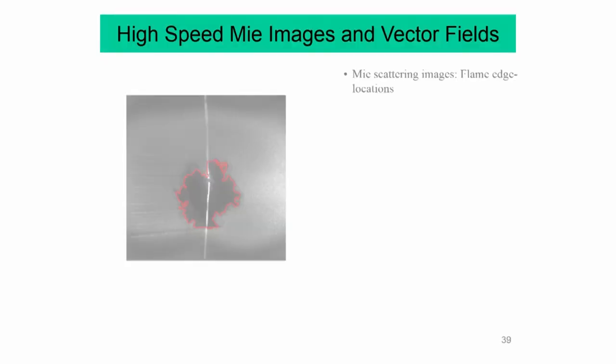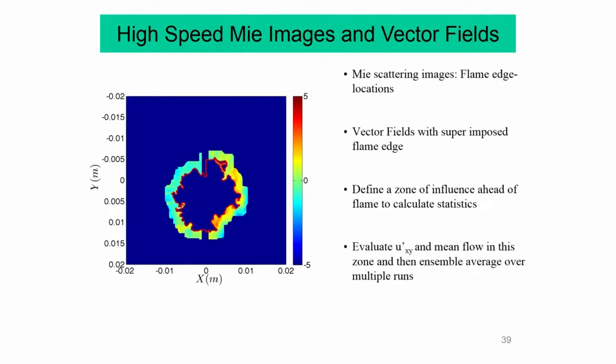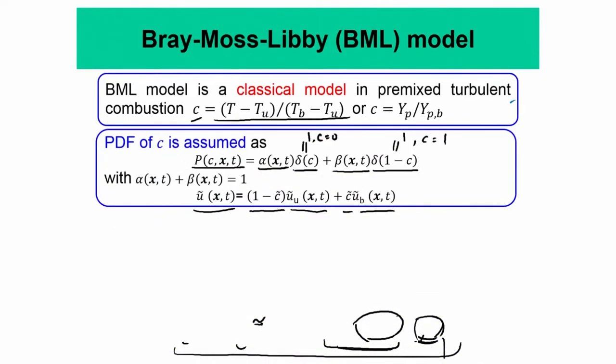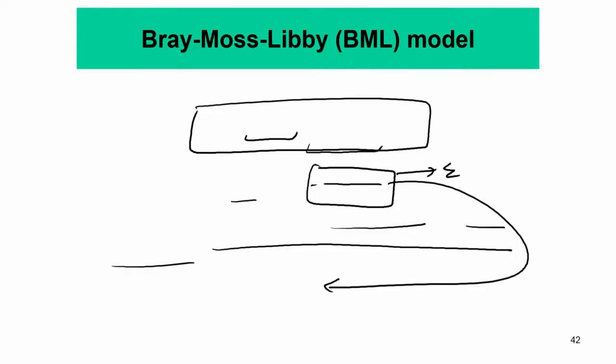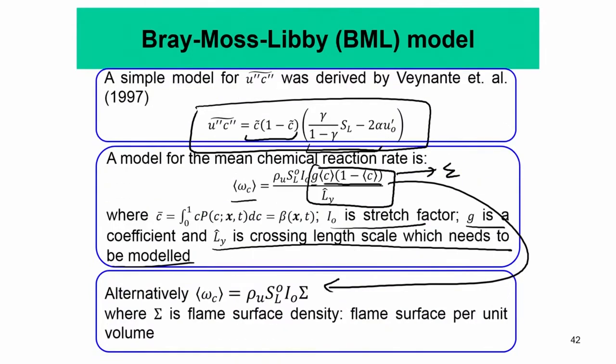And then we showed the new experiments in these turbulent flames, and then we showed the Bray-Moss-Libby model and its closure problem, where you cannot directly invoke the gradient transport assumption because C undergoes counter-gradient diffusion due to gas expansion. Essentially this is an effect of both turbulent mixing and gas expansion. So, whether it will be counter-gradient or gradient diffusion depends on which wins, turbulent mixing or gas expansion. And then we showed the models which can be used for defining the mean chemical reaction rate, which is the other closure problem here.